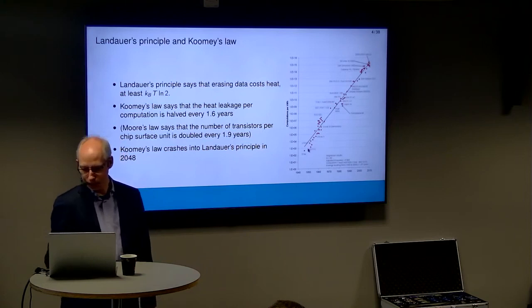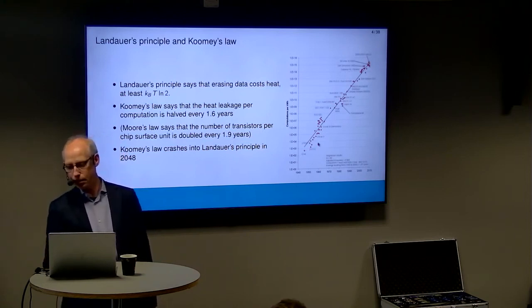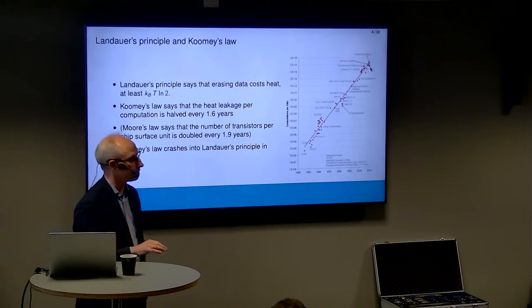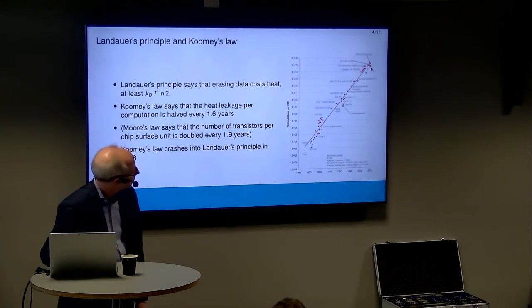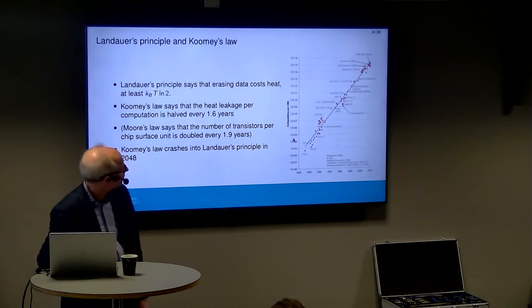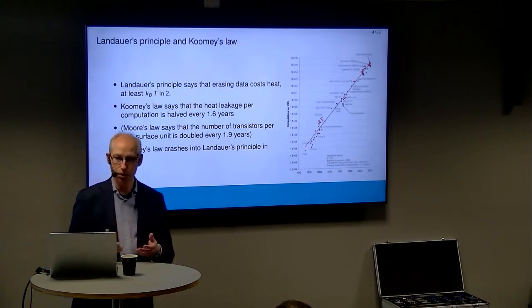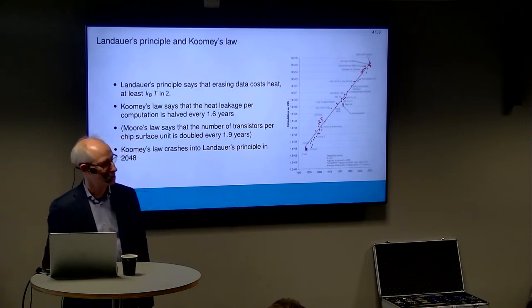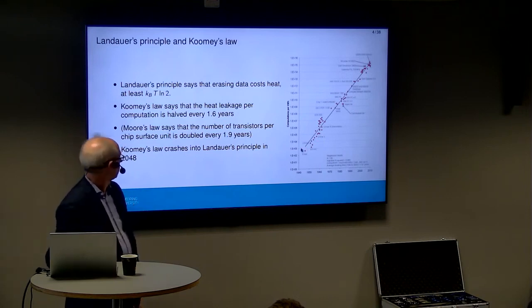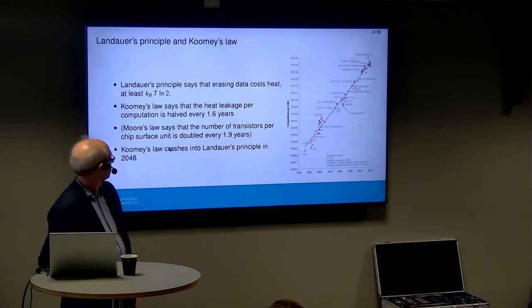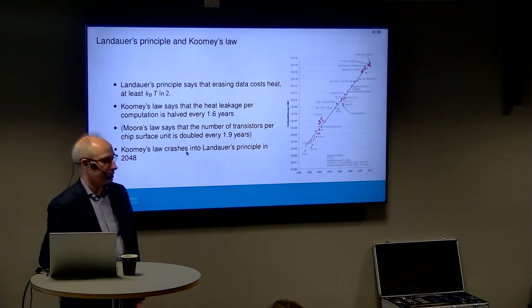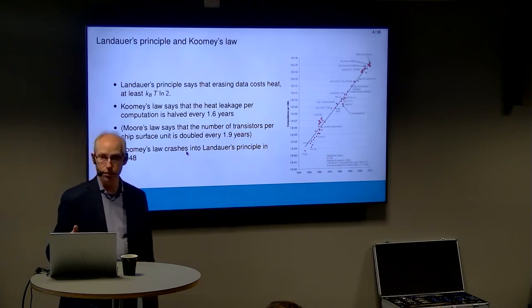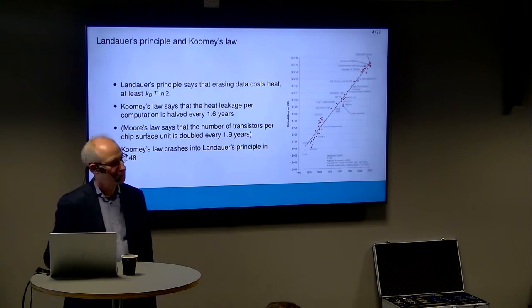And here's a diagram with computers from the 40s until 2010. Interestingly, this is a straight line, so it's a log axis on the y-axis. So it's an exponential decrease in the energy, and it begins in the 40s, so before the transistor, which is neat. Koomey's law crashes into Landauer's principle in 2048, so not so far from here. Okay, so what do we do?